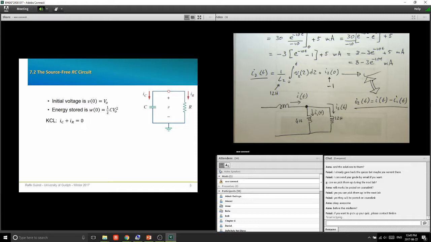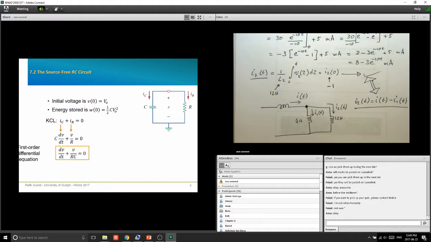If you do a KCL at the top node, IC plus IR equals 0, right? Let's see how we rewrite that. IC is equal to C dV/dt. That's the equation for the current through your capacitor in terms of the voltage. IC equals C dV/dt. And IR, by Ohm's law, equals V over R. So KCL, which says IC plus IR equals 0, here tells us C dV/dt plus V over R equals 0. Okay, so we have an equation here.